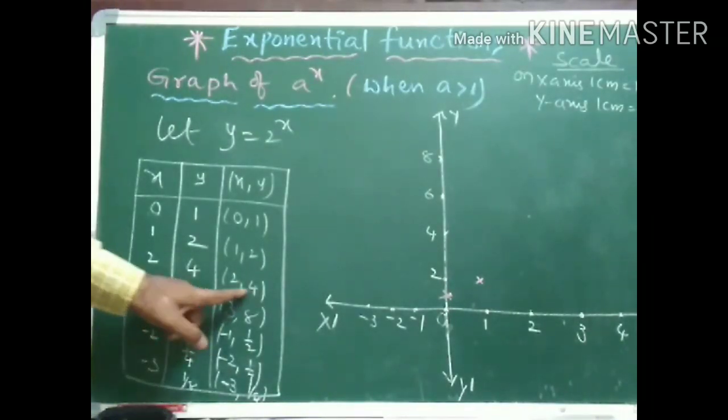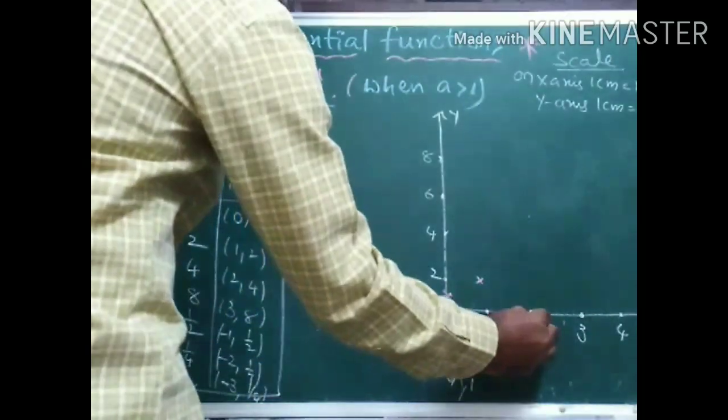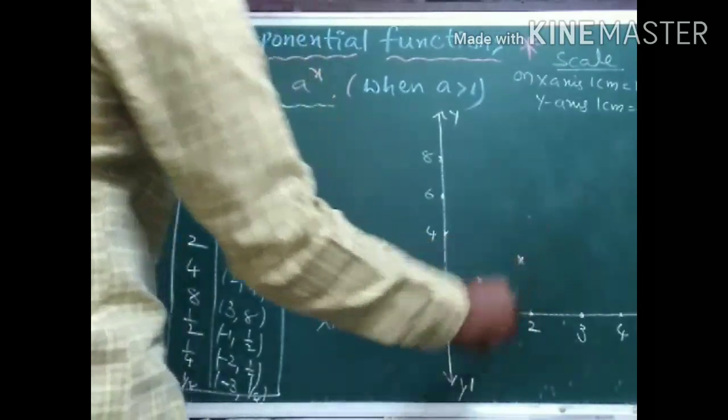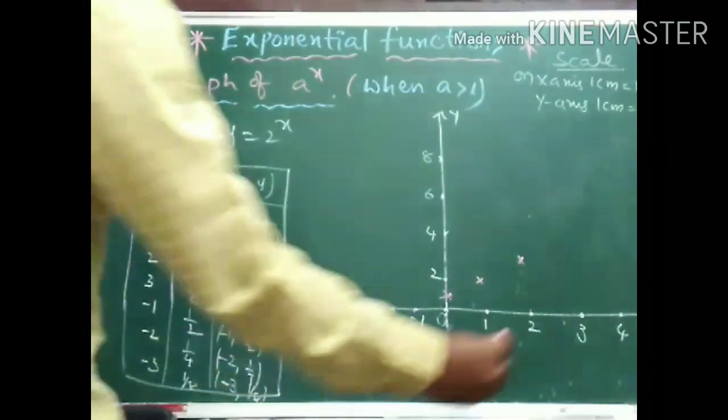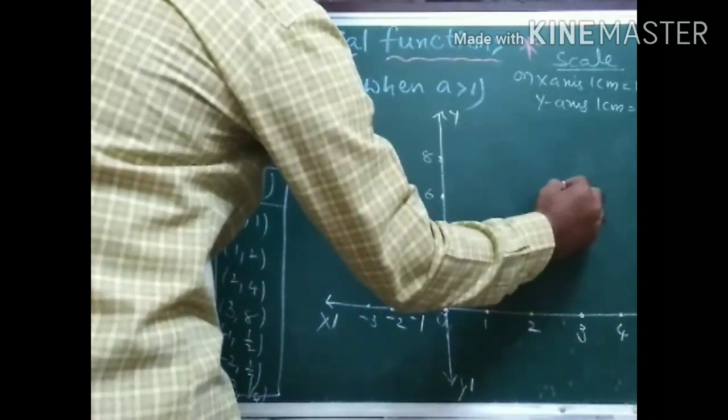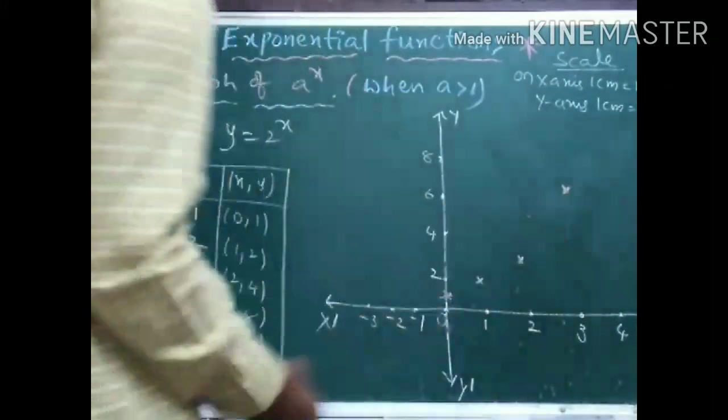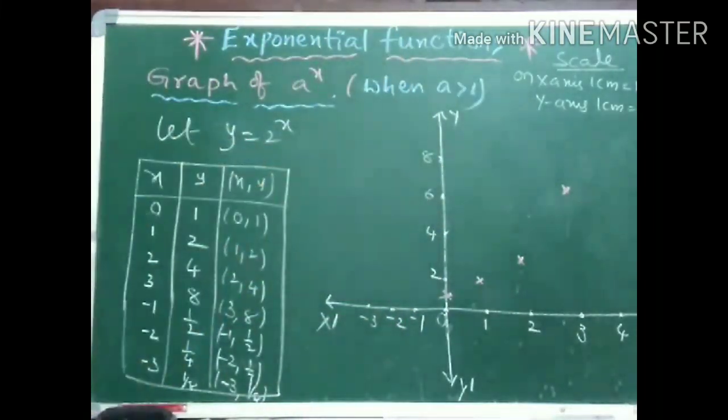And next one is 2 comma 4. So 2 on the x-axis and 4 on the y-axis. This is 2 comma 4. And next one is 3 comma 8. 3 on the x-axis and 8 on the y-axis. So this is 3 comma 8.